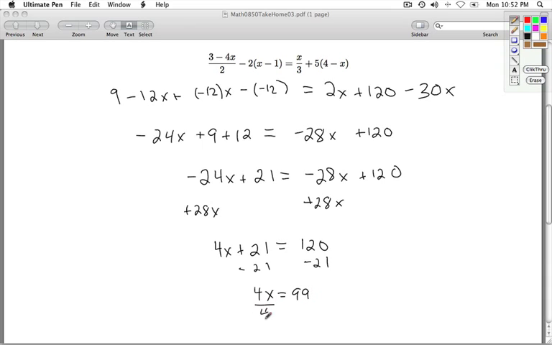And for the grand finale, we divide both sides by 4. And I get for my final answer x equals 99/4.